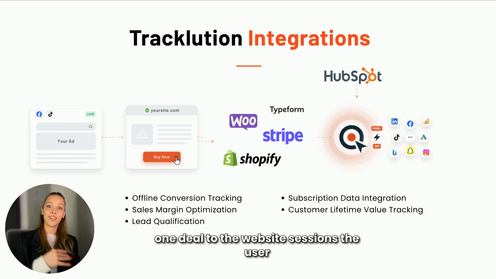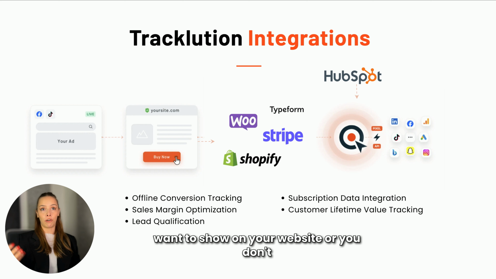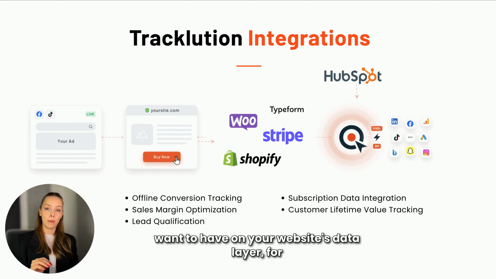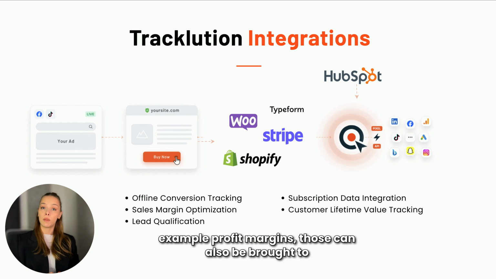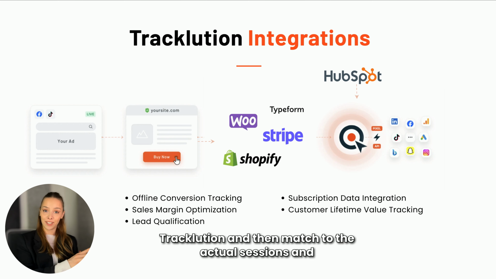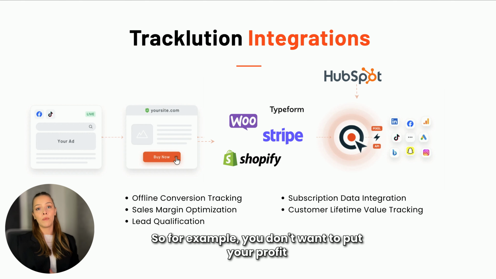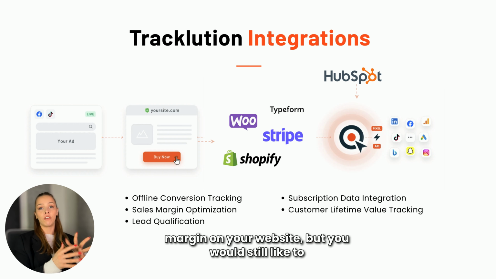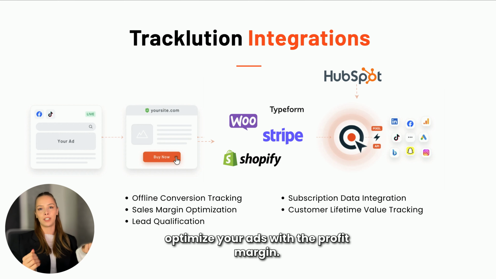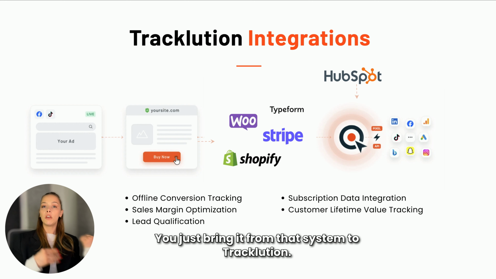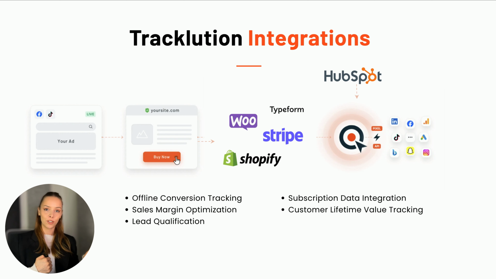Then, if you have some data that you don't want to show on your website or you don't want to have on your website's data layer, for example, profit margins, those can also be brought to Tracklution and then matched to the actual sessions and the products that people are putting on their cart. So for example, you don't want to put your profit margin on your website, but you would still like to optimize your ads with the profit margin. You just bring it from that system to Tracklution and then we can match it to the conversions.